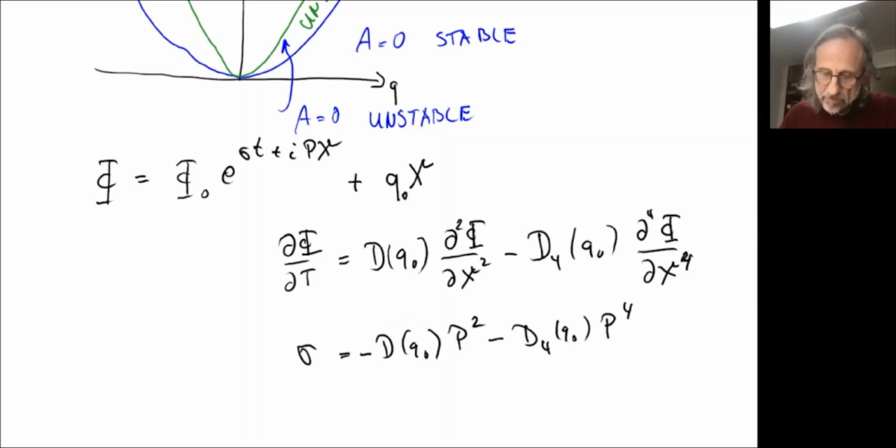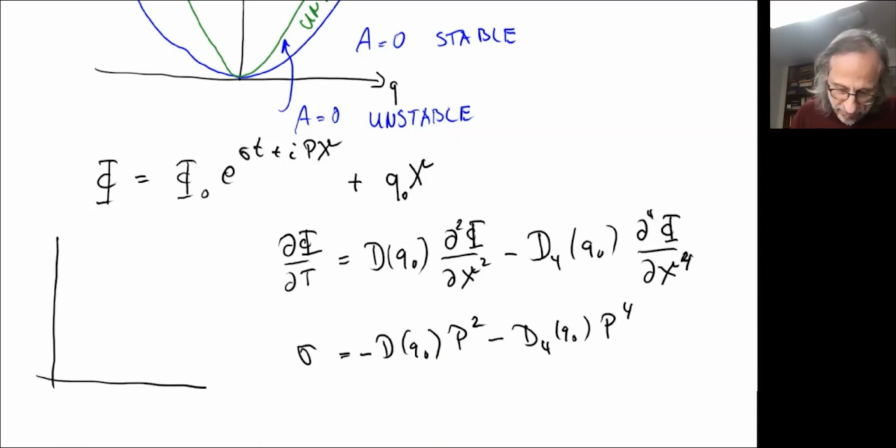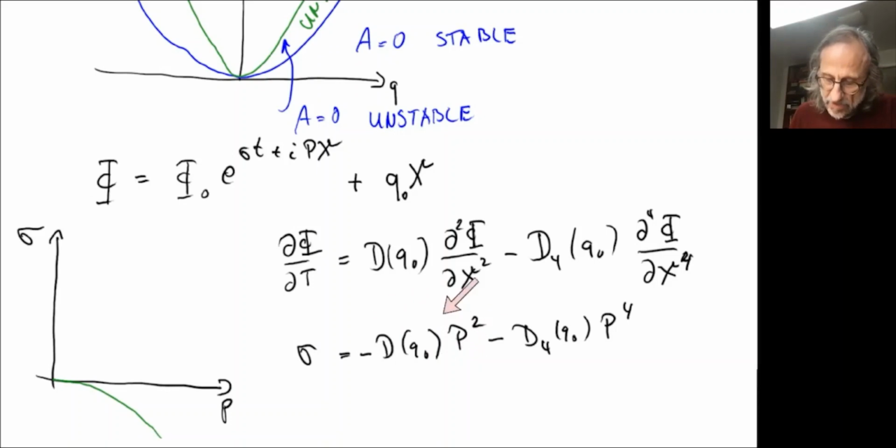And now you see that even if D is negative, assuming D4 is positive, which actually it is, at least in the usual systems, then for arbitrarily large p the growth rate becomes negative. But the picture really looks like this. If you plot sigma versus p, if D is positive, then the growth rate is negative, and it becomes more and more negative with increasing p. Then if D becomes negative, for small p you have a parabola concave upward, and so it starts like this.